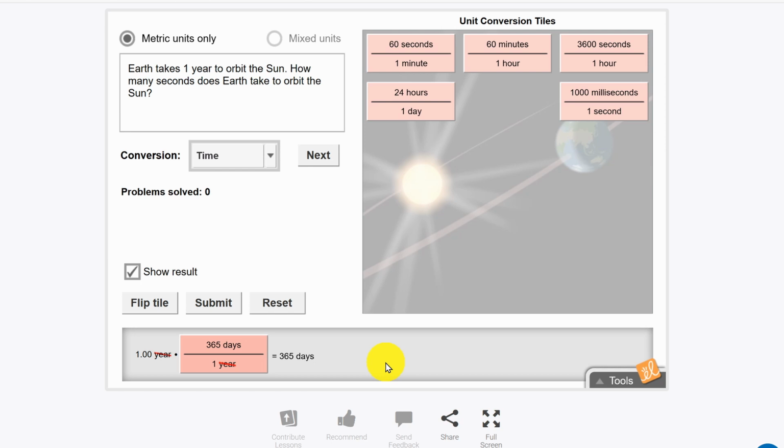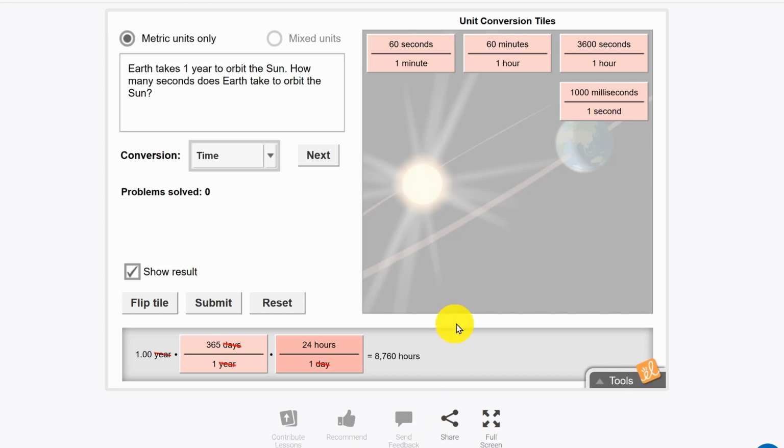We don't know how many seconds are in a day, but we do know that a day has 24 hours, so I'm going to drag in that conversion factor. We know that this conversion factor is in the correct orientation because with days in the denominator, we cancel out days here, and we're left with hours. So we're making some progress. We're not at seconds yet, so we still have to keep adding conversion factors.